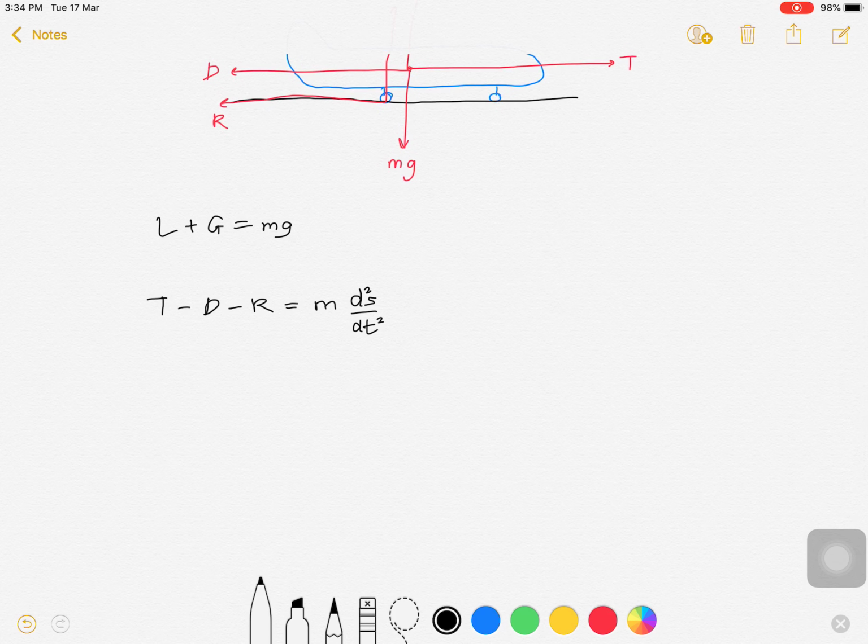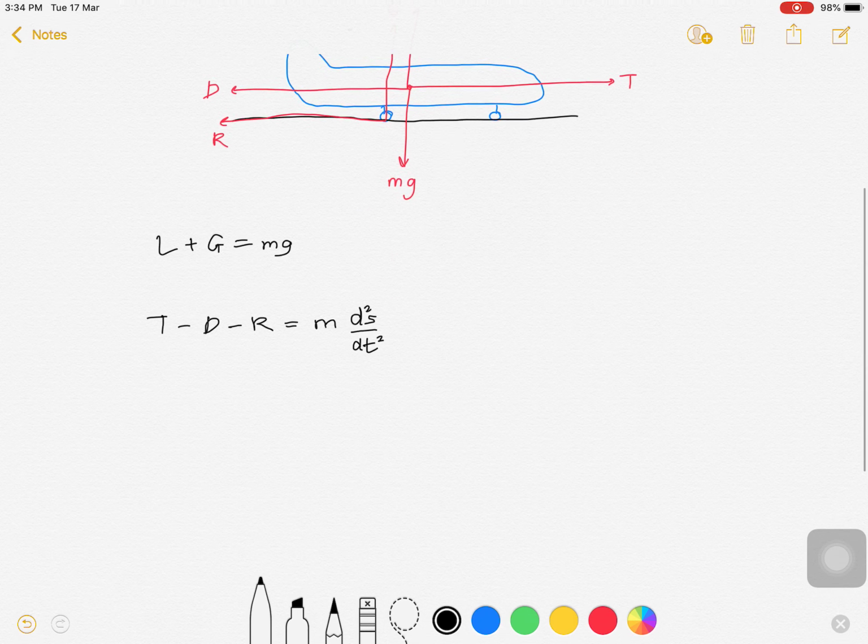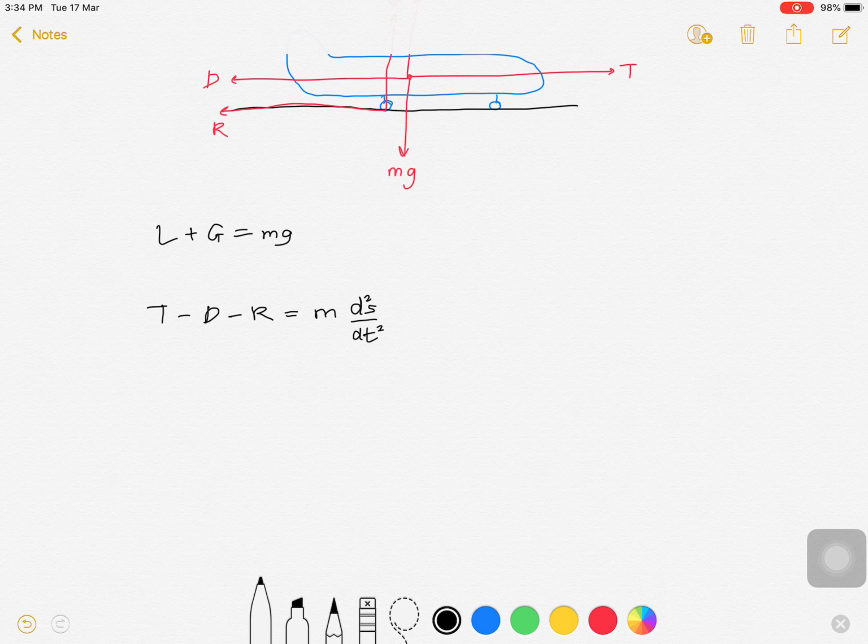As we know, each of these components has its own equation, for example the lift, the drag, and the reaction or friction force. We can elaborate that. L is equal to alpha V squared. V is the speed, and I forgot to say that S is the displacement.